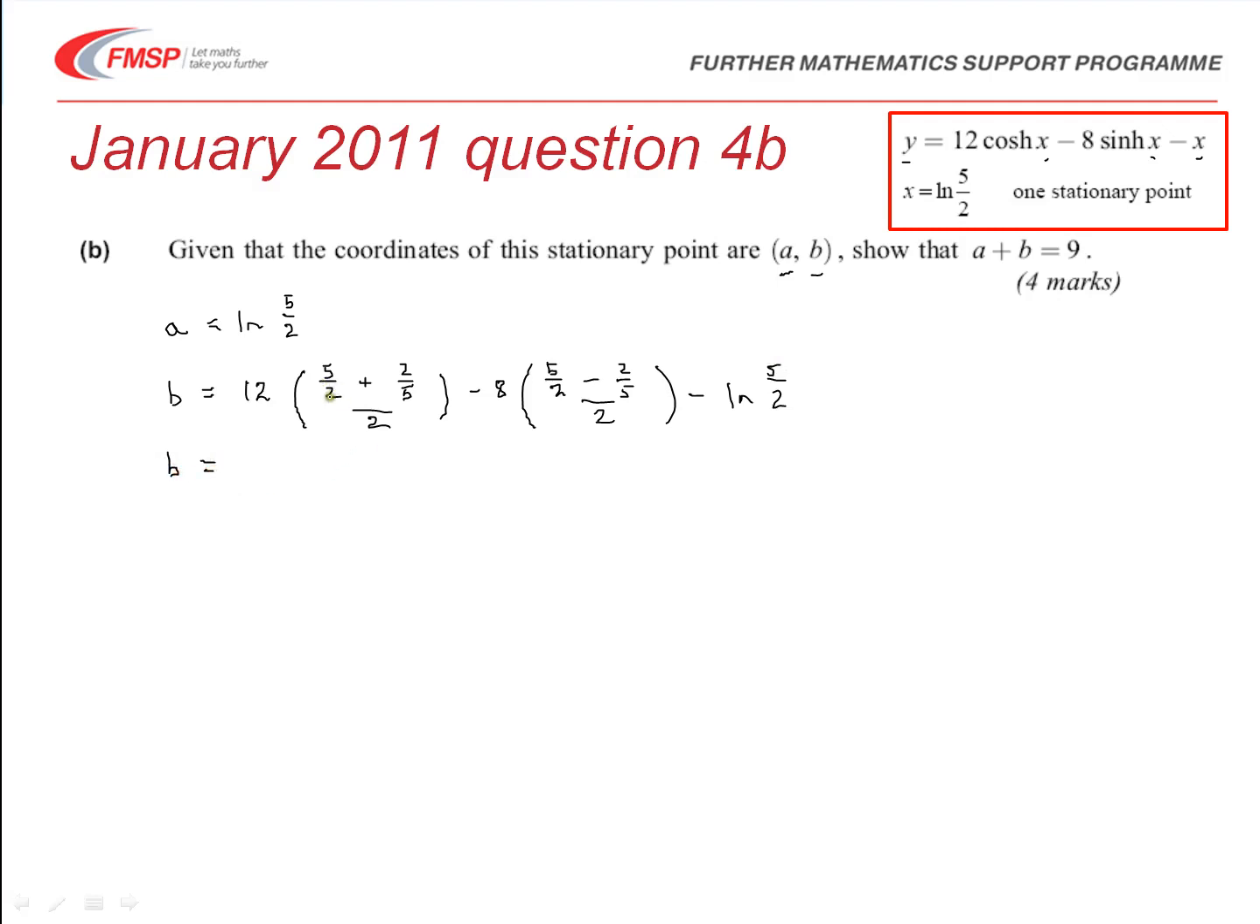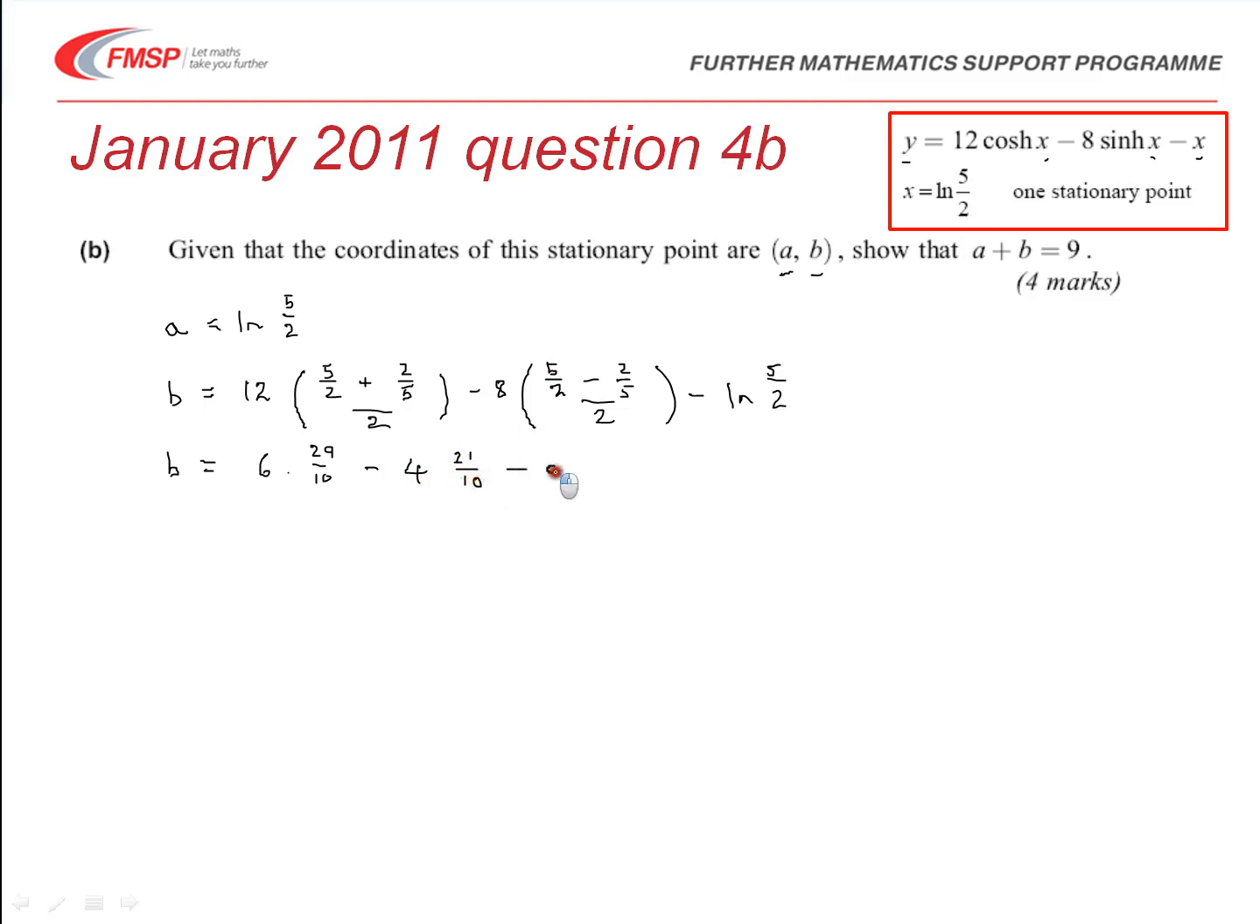yeah, so what have we got? We've got 12, that's divided by 2, so that makes 6, and that will be multiplied by 5 over 2 plus 2/5, so common denominator is 10, so 5 times 5 is 25, and 2 times 2 is 4, so that's 29 over 10. And then we got, similarly, this becomes 4 lots of 5 times 5 is 25 minus the 4, so this becomes 21 over 10.